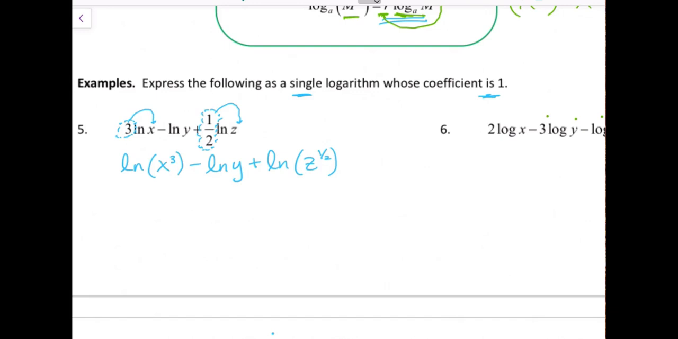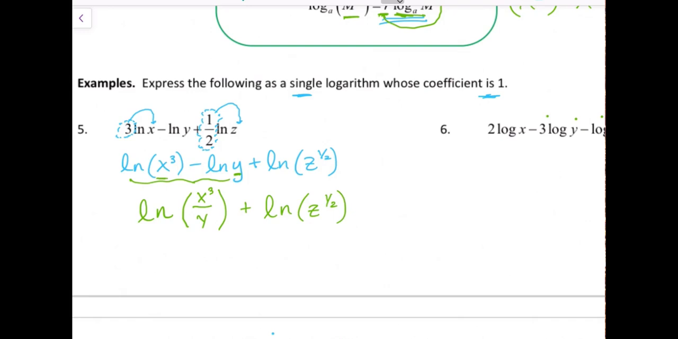Now I'm going to work left to right, performing the addition or subtraction. So the first thing is to subtract these two logarithms. So the rule says that when I subtract two logs, I get another single log where the argument of that log is the first argument divided by the second argument. So I've got the natural log of x cubed divided by y, sorry, plus I still have to add that logarithm to it.